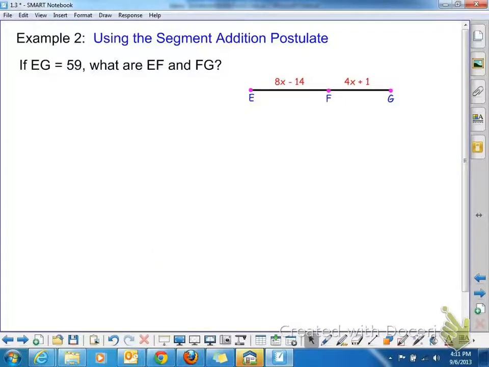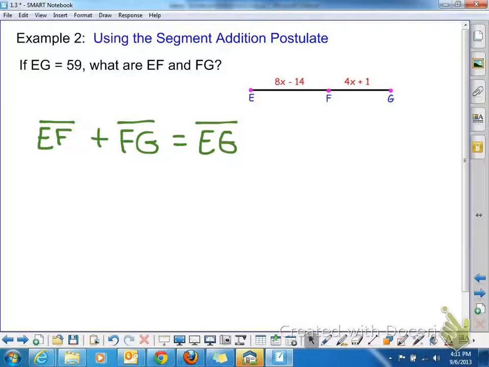Using the segment addition postulate, we know that EF plus segment FG is equal to segment EG. So if we substitute in the values that we just solved for segment EF and segment FG, then we would say 34 plus 25 is equal to segment EG, which is 59. So we are correct.